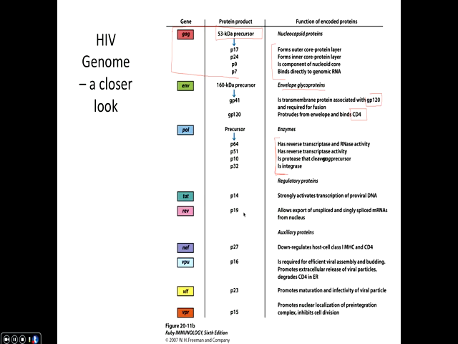And so then you have some other proteins that are also important for its life cycle, and it has some kind of Nef, which I like to call nefarious, because that's one of the evil things it does: it down-regulates the host MHC class 1 receptors and CD4 receptors. So basically it doesn't want its T helper cell to die.